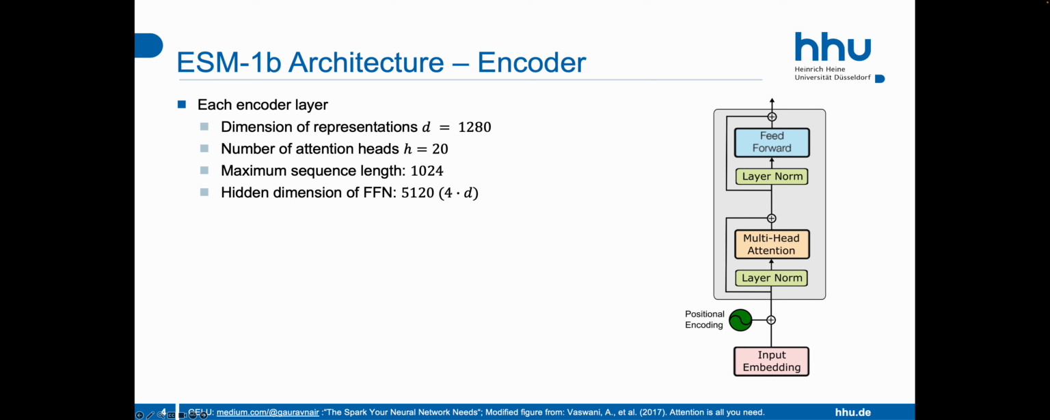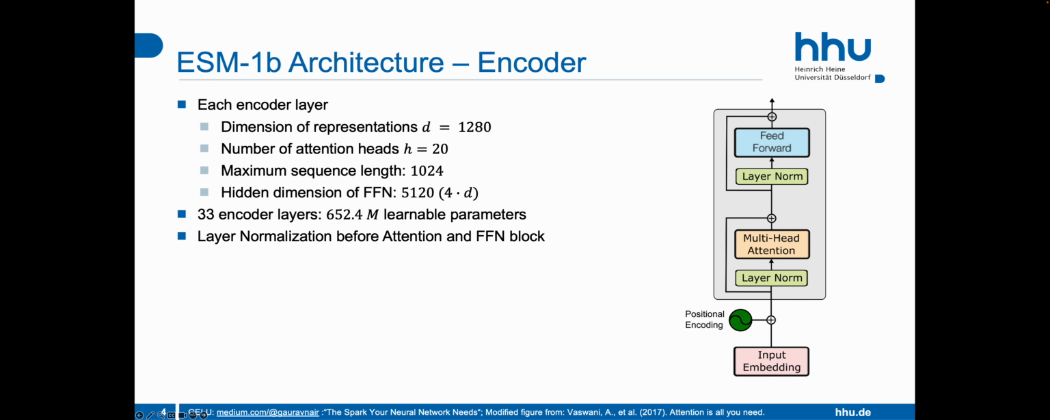The hidden dimension of the feed-forward neural network was set to 4 times the size of the dimension d, which is equal to 5120. In the ESM1B model, there's a total of 33 such encoder layers, which results in a total number of 652 million learnable parameters. And as I said, the architecture is mostly identical to the encoder we've seen before, with a few exceptions.